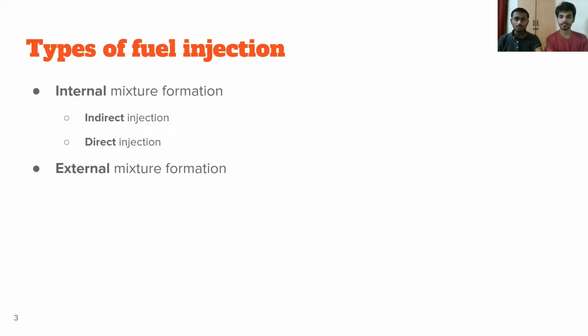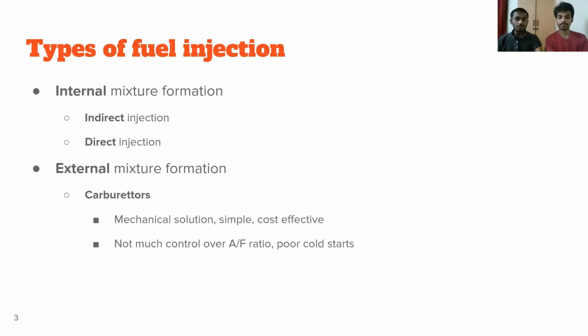The next is external mixture formation, where the fuel and the air mix somewhere in the intake manifold outside of the cylinder, and then the air fuel mixture enters the cylinder and burns over there. The simplest form of this is carburetors, as we all know. This is a mechanical solution which is simple and cost effective. But the main issue with carburetors is that we don't have much control over the air fuel ratio, and this also leads to poor cold starts. The second and the most popular version that we are going to talk about is manifold injection, which includes port fuel injection, specifically single point and multi point, and this will be the focus of our presentation.